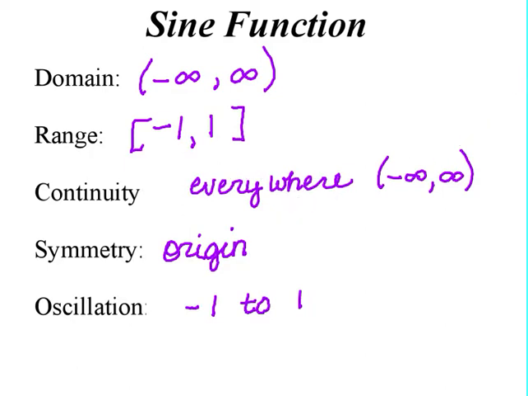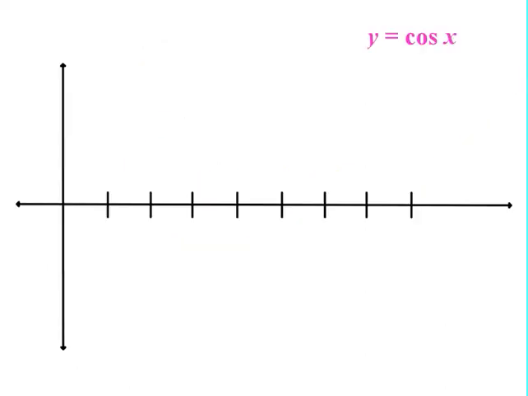So now we're going to do the same thing with cosine. Okay? We have y equals cosine of x. Now cosine is kind of sine's partner. It's not totally the same, but it's similar. So we need to figure out, where does cosine start? What is the cosine of 0? Cosine of 0 is 1.